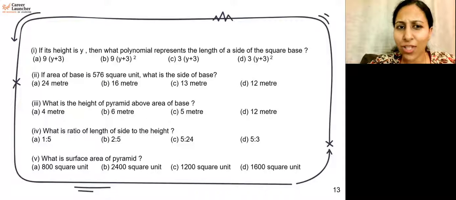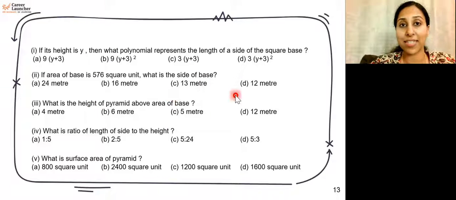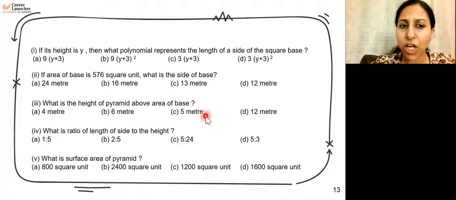The out-of-box thinking which you can apply here is to try to use the questions themselves to get an answer to the remaining questions and to get an understanding of the passage. If you look at this particular question: if area of base is 576 square units, what is the side of the base? This question does not require any information from the passage except for the fact that the base is a square base. With that information alone, you would get that the side of this base is the square root of 576.